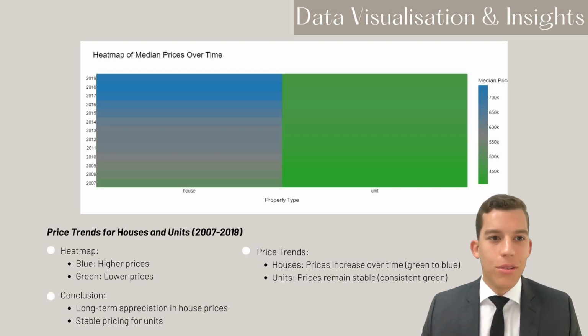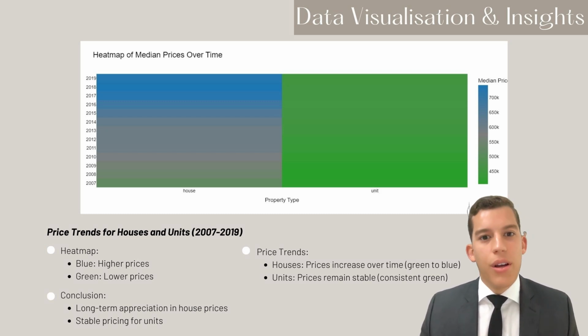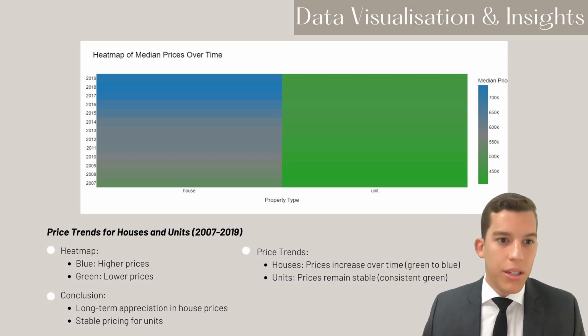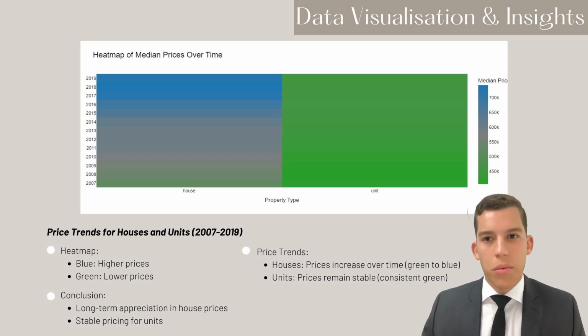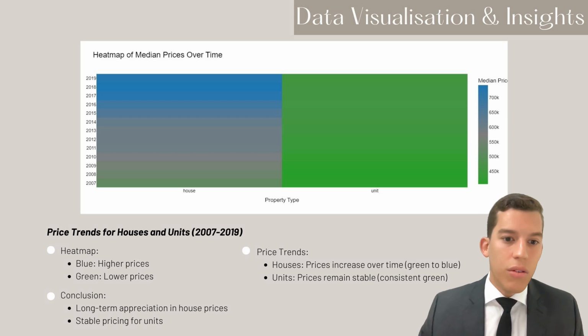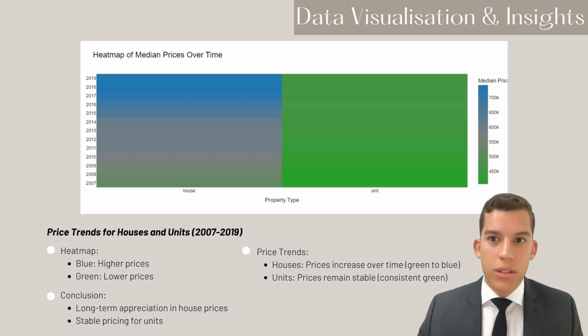Later on, we also looked at a heat map with the median prices over time, and there we see clearly how houses in 2007 have lower prices and then gradually increase up to 2019. Nevertheless, the units from 2007 to 2019 remain relatively the same, so we can see that the price for houses increases over time from green to blue, while the unit prices remain stable, consistently green.